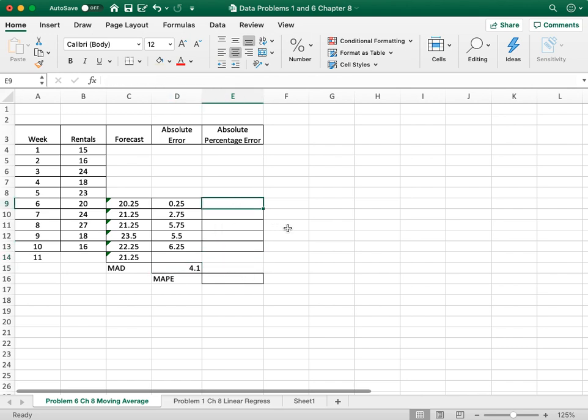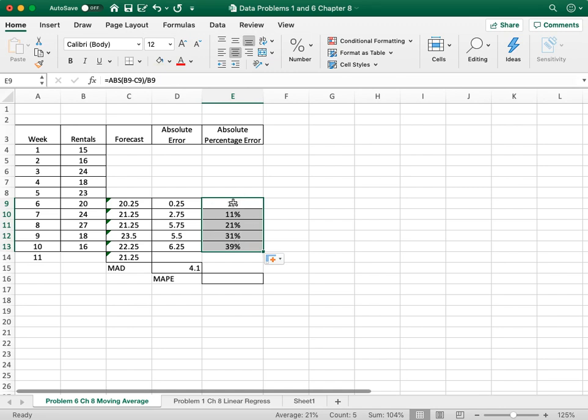Now we're going to calculate the absolute percentage error, which is going to be again ABS, absolute of the demand minus forecast. So that's what we had in the last one, right? That's going to be the 0.25. But I divide that by the demand. So divide by B9. So you can see it here. On top, we have the formula, or here I have the formula, so you guys can copy that. Okay. Let's get 1%, drag down.